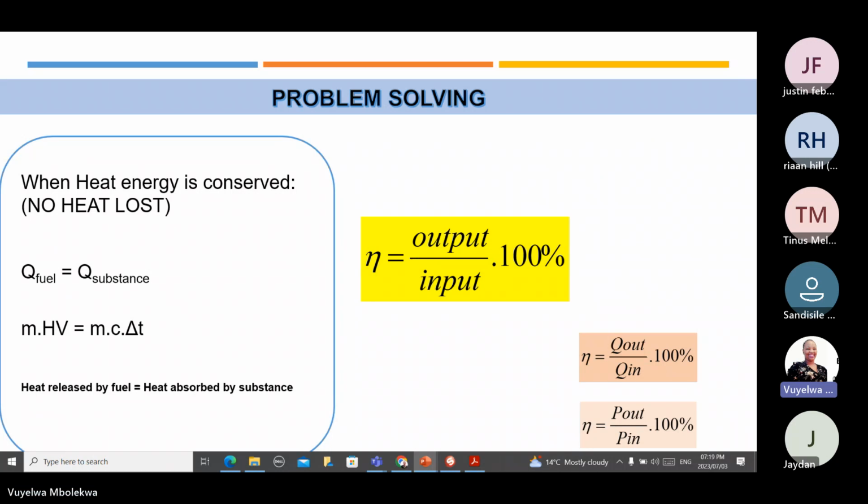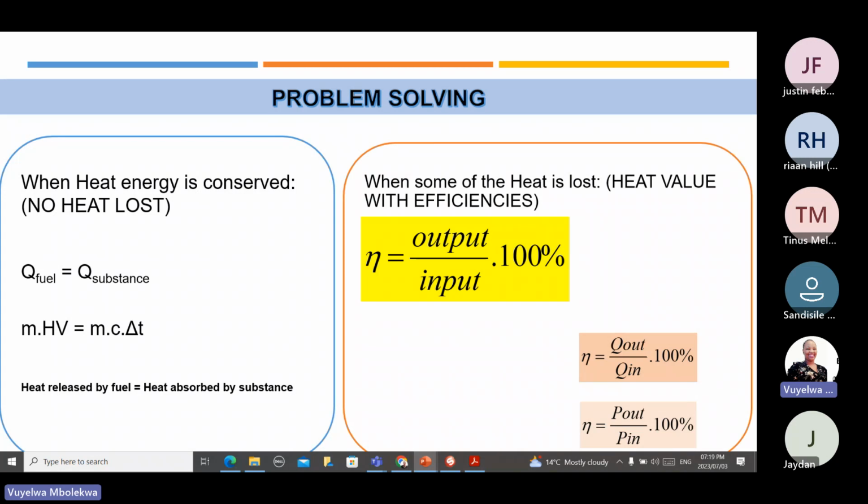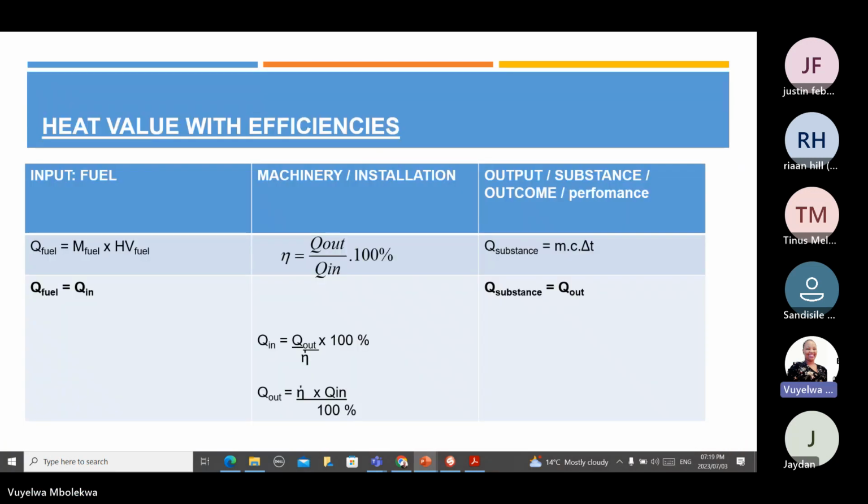Then you'd need to be able to solve problems in N3 whereby you have heat energy conserved, which means no heat losses. The heat availed by the fuel is the same as the heat received by the substance. On the other side, you also need to solve problems when you have some heat losses. Now, once you have heat losses, it means your efficiency is less than 100%. So your input heat energy will not be the same as your output heat energy. So your output heat energy will be a little less because of the losses. So I think we covered that in N2.